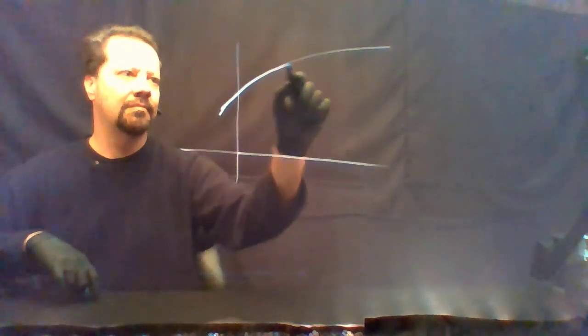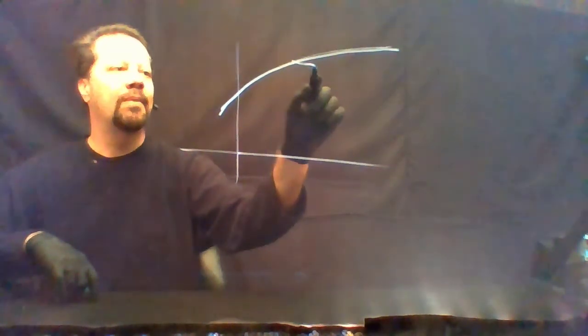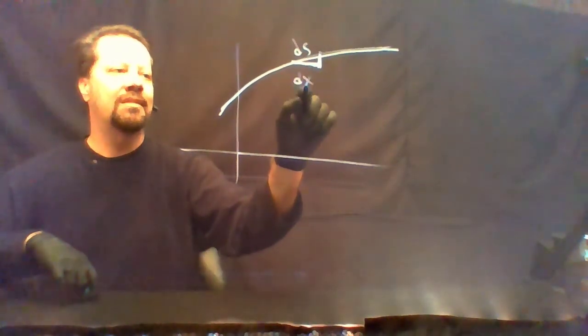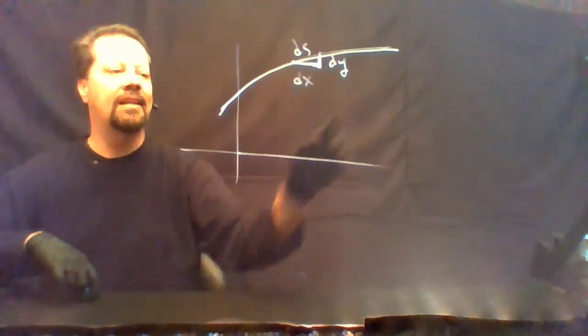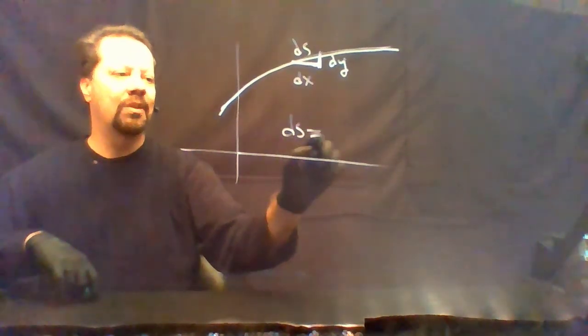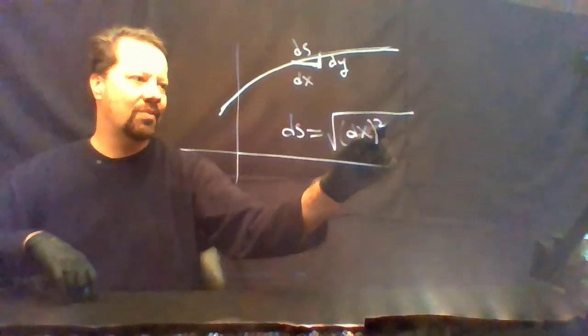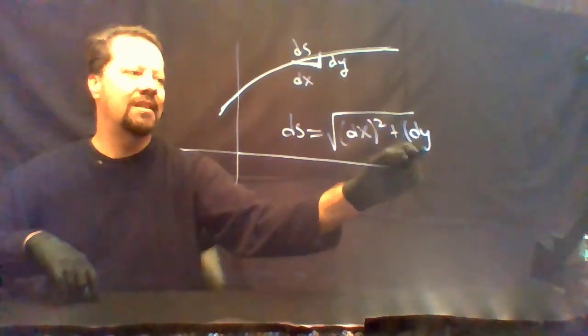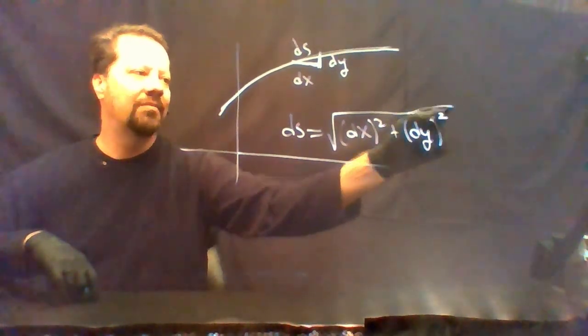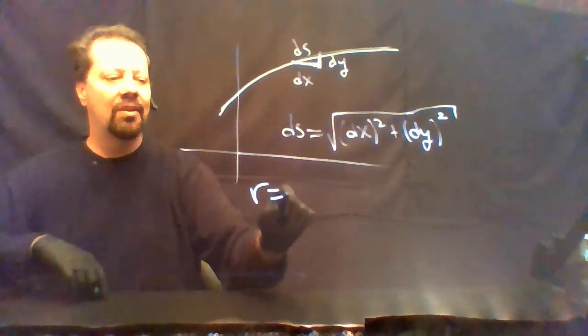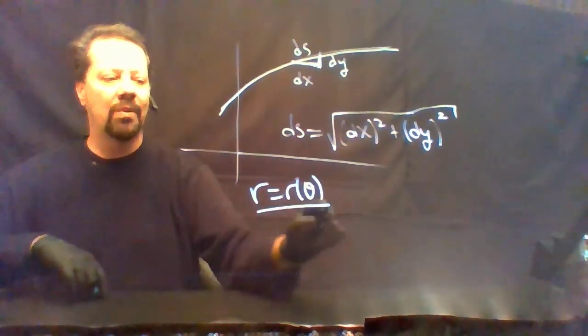Generally, if our curve is like this, and we take out a little segment here of width dx, height dy, then ds will be the square root of dx squared plus dy squared. The question naturally arises, what if your curve is given in polar coordinates?